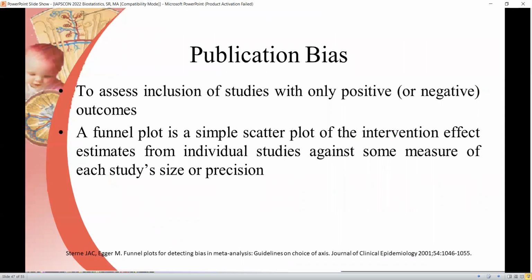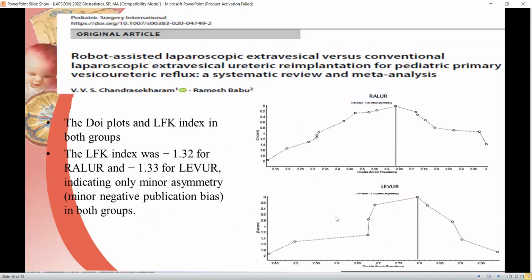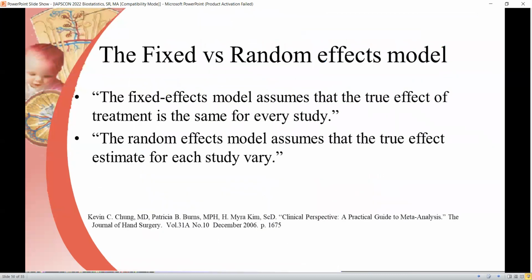Publication bias is the inclusion of studies with only positive outcomes. This is a common thing which happens in the literature these days. A funnel plot is a plot to look at publication bias, and if all articles are mostly within the funnel, then you know they have minimal bias. Here one article is lying outside, but that's okay. But if all of them are all over the place, there is a lot of publication bias. There is also another plot called a dot plot for the same thing, publication bias.